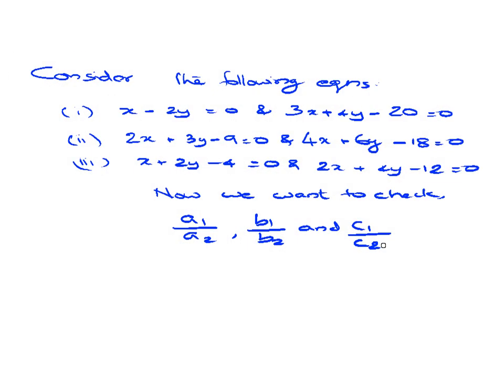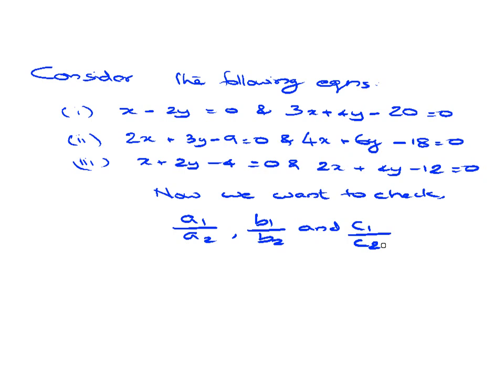Now we can go through a little bit deeper. For that, consider the following equations. First equation: x minus 2y is equal to 0 and 3x plus 4y minus 20 is equal to 0. This is intersecting.